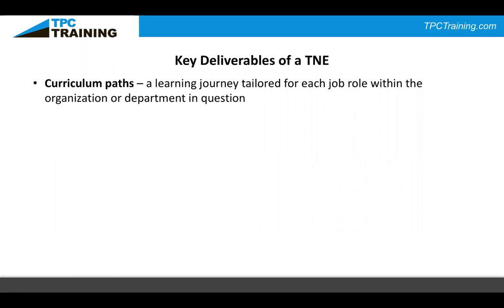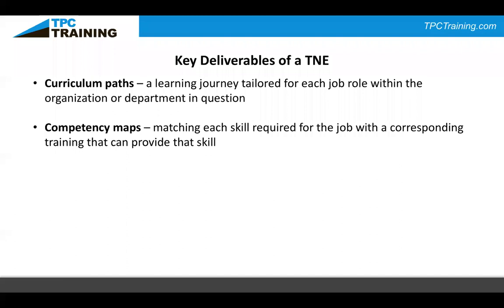So curriculum paths, and I'm going to show you an example of one of those deliverables after this. Second big deliverable of a TNE proposal and process would be competency mapping, right? Some organizations want competency mapping, some don't, but competency mapping is really all about matching the skills the employer wants that person to have to the class that can offer that skill. And I'm going to show you an example of a competency map as well.